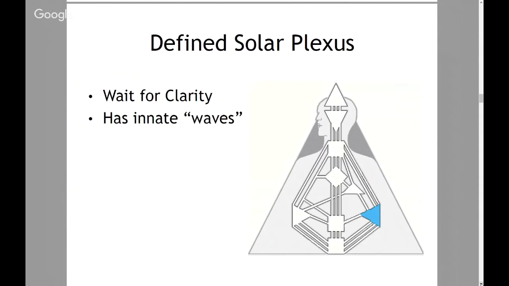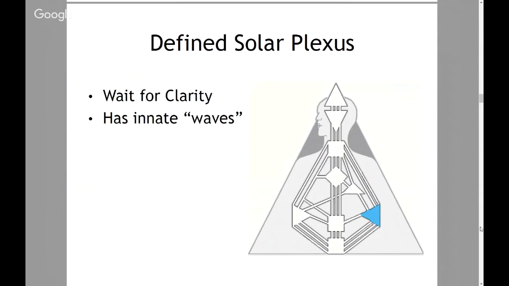So half of you are going to have this colored in or defined, and half of you are going to have this white. When you have a defined emotional solar plexus, you have within you your own inner emotional energy. It is sourced within you. It emanates from you. You radiate your emotional energy out into the world. The defined solar plexus, the colored in solar plexus, has two specific things that we have to talk about today. Number one, if you have that brown triangle on the right-hand side of your chart, if you have a defined solar plexus, you have to wait for clarity before you take action in your life.